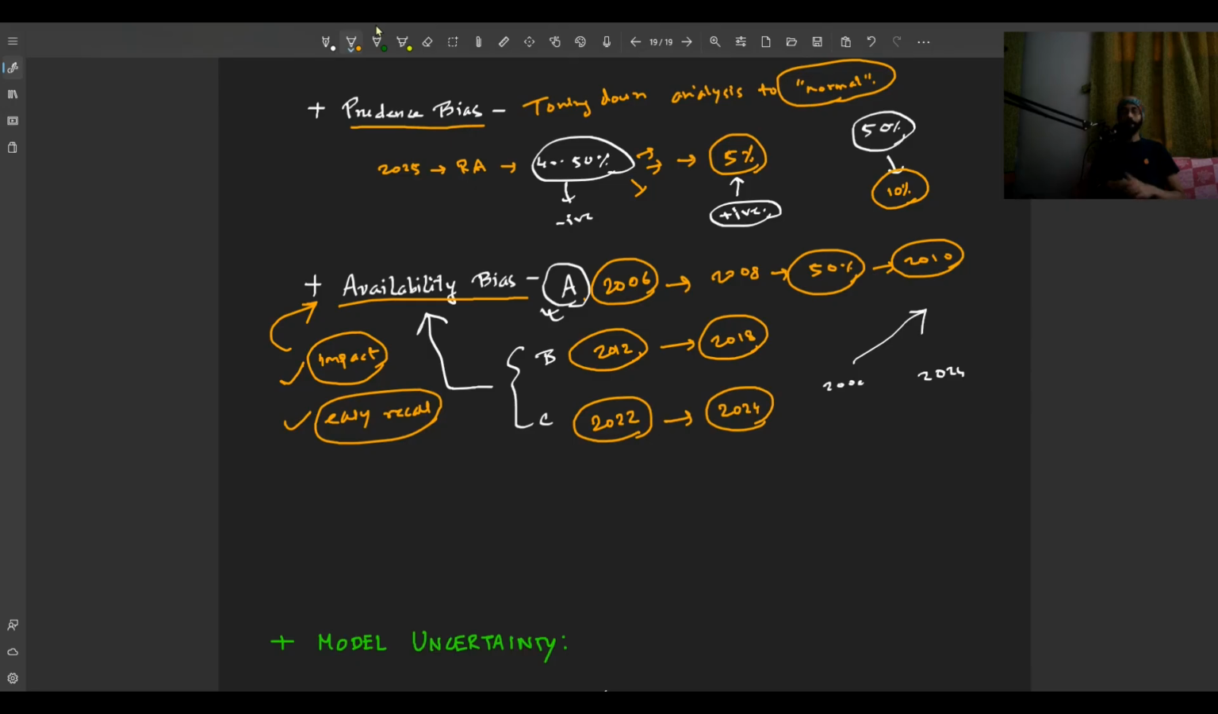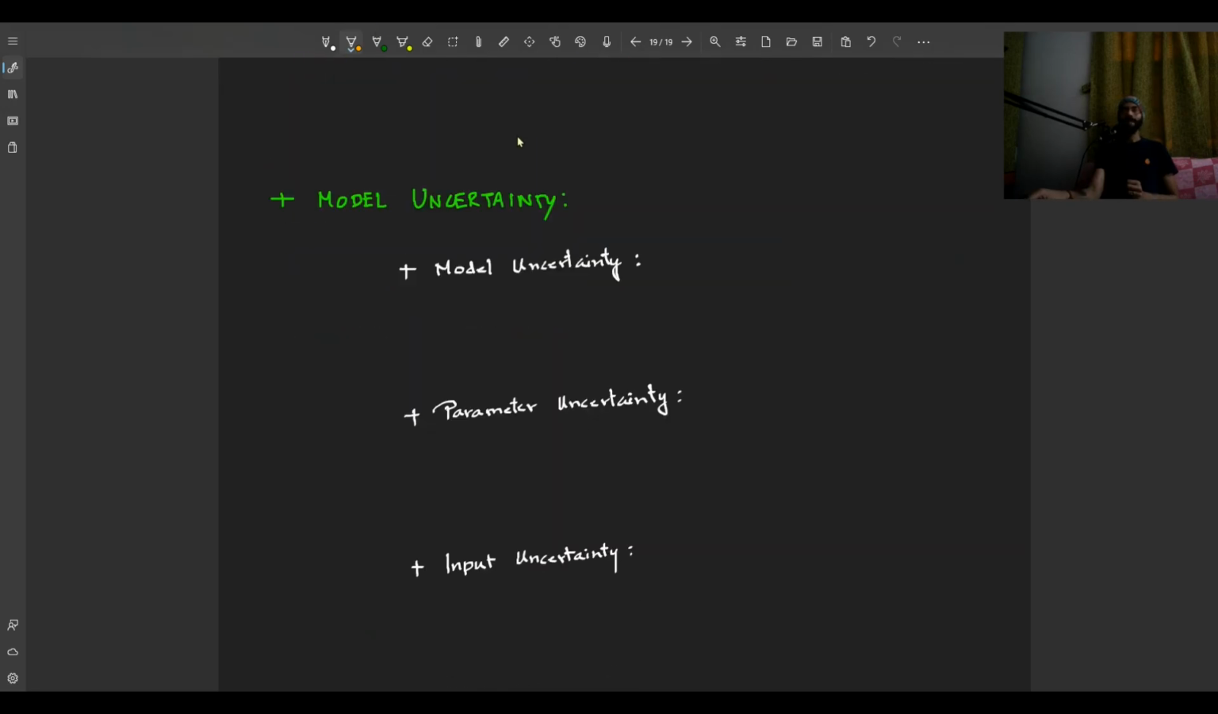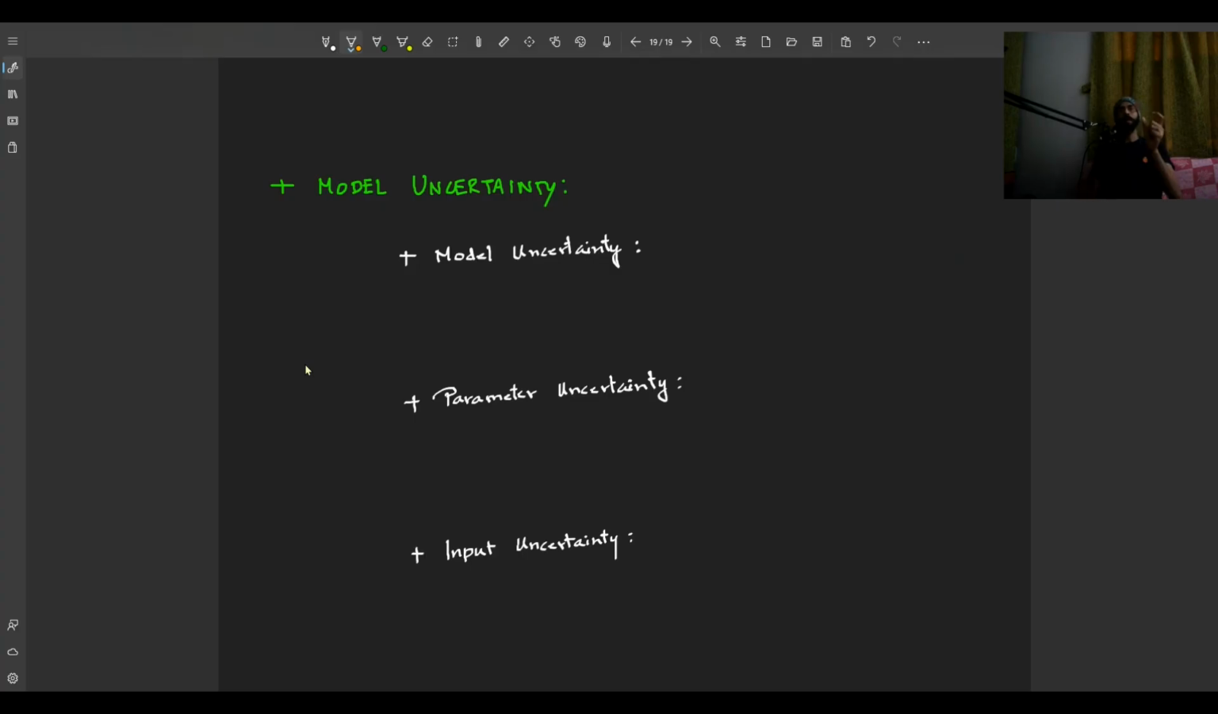Availability bias means you are impressed by certain events and you are overemphasizing them when doing analysis. They are easy to recall, they have impacted you more, so you overemphasize them when you take decisions. This is availability bias. Now we'll move into the next section where we'll talk about model and model uncertainty. So what do we mean by a model?